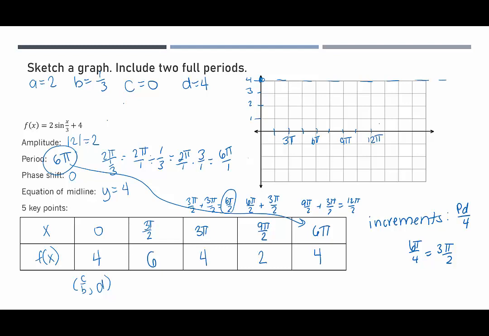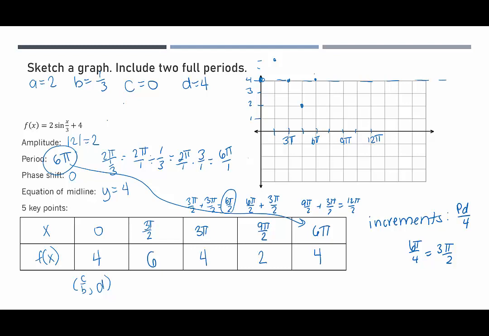We want to make sure that we're using equally spaced increments, right? Because they're supposed to represent the same amount when they're the same distance apart. Now we're going to 3 pi over 2 and up 5, 6. We're going back to the middle. Don't forget to stop at the midpoint, at the midline. Then we have 9 pi over 2, 2 down here. 6 pi goes back to the middle. And then 6 pi ends the first period that we're looking at, and it's going to start the second period.